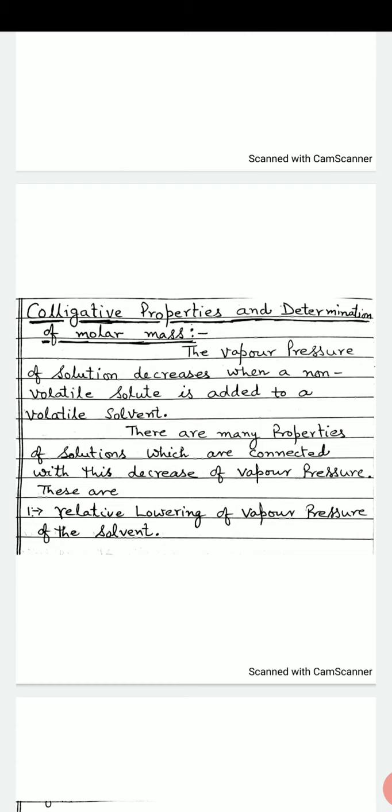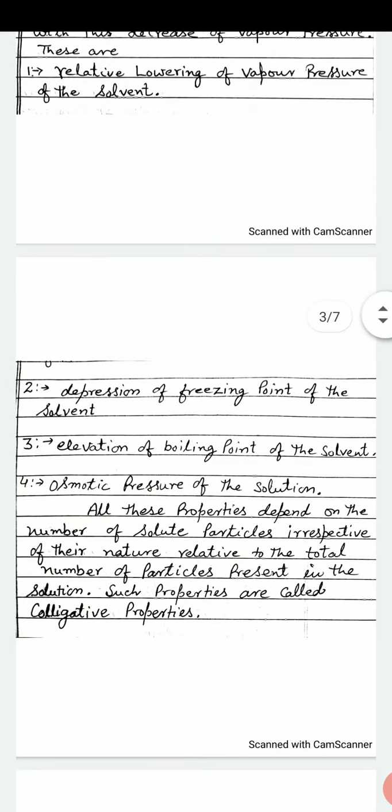These are: first, relative lowering of vapor pressure of the solvent. Second, depression of freezing point of the solvent. Third, elevation of boiling point of the solvent. Fourth, osmotic pressure of the solution.